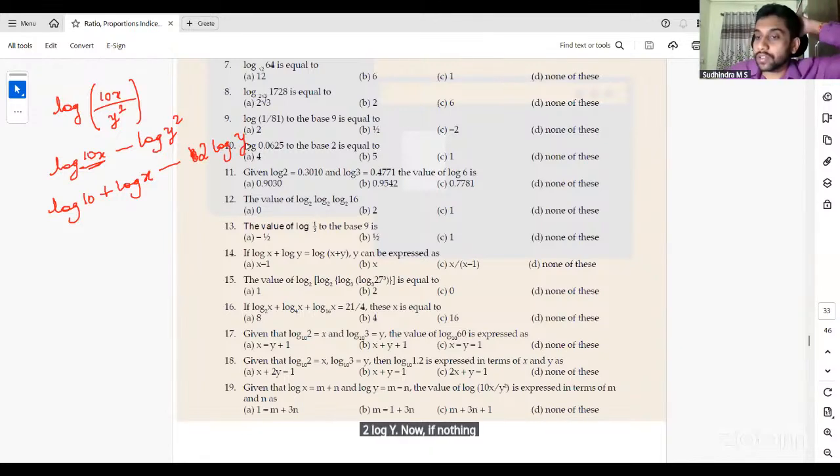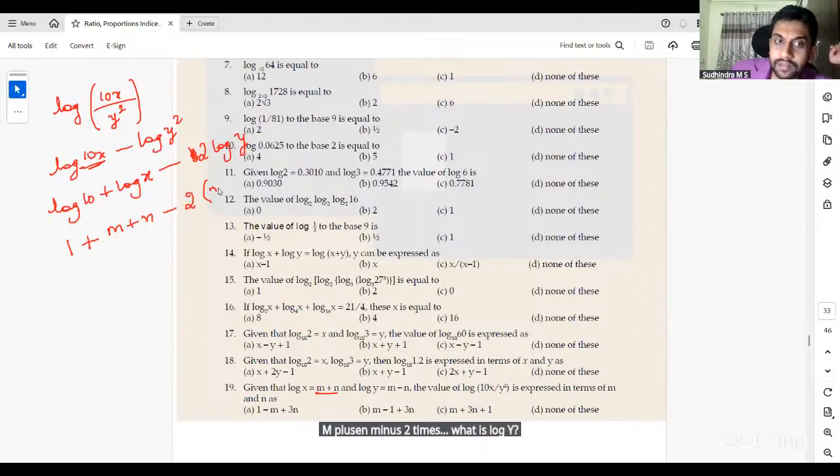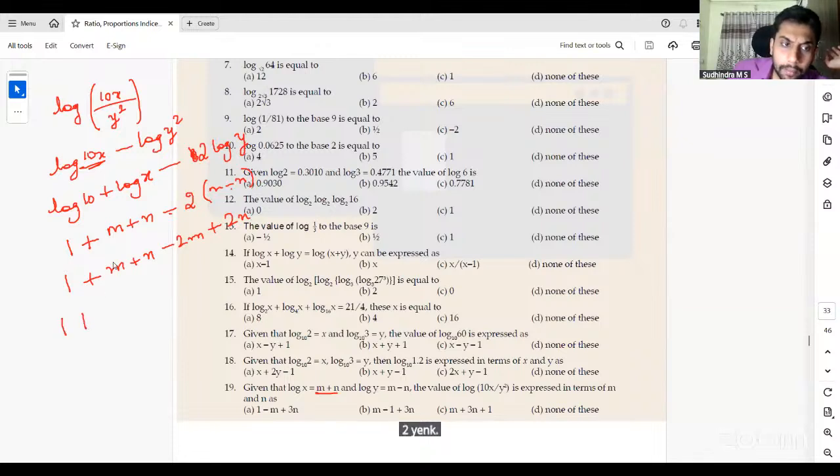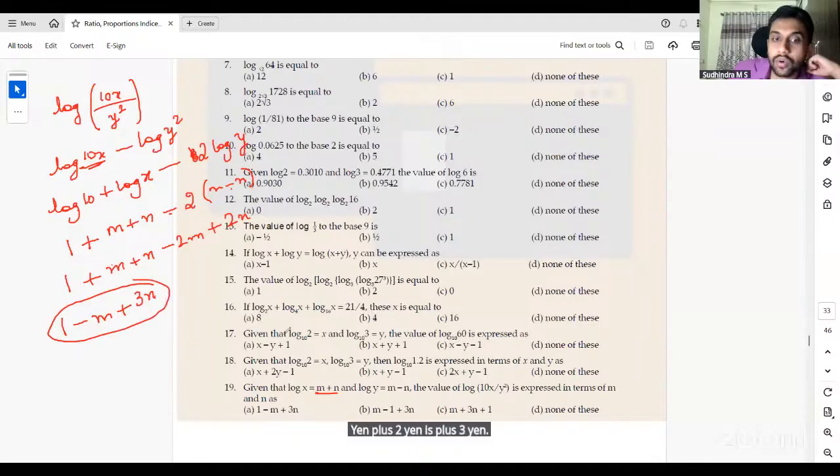Now, if nothing is given, what is the base? 10. What is log 10 to the base 10? 1. Plus, what is log x? m plus n. Minus 2 times, what is log y? m minus n. So 1 plus m plus n minus 2m plus 2n. 1 m minus 2m is minus m. n plus 2n is plus 3n. So 1 minus m plus 3n. Option A.